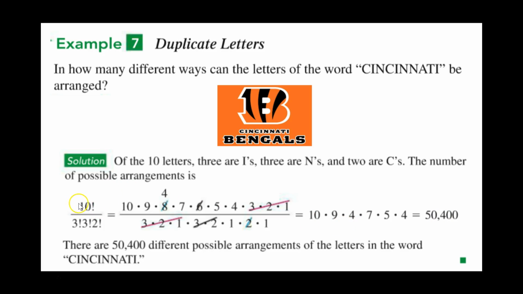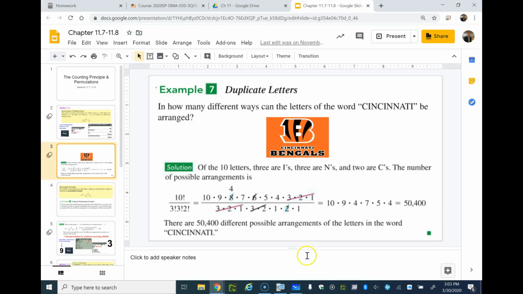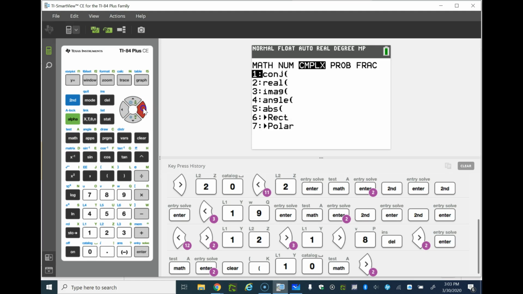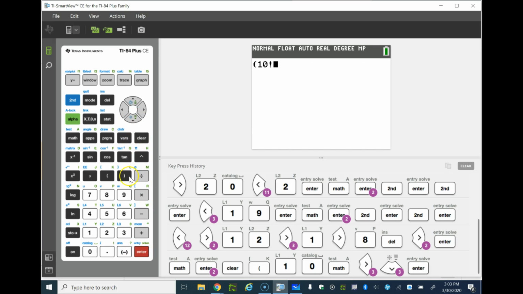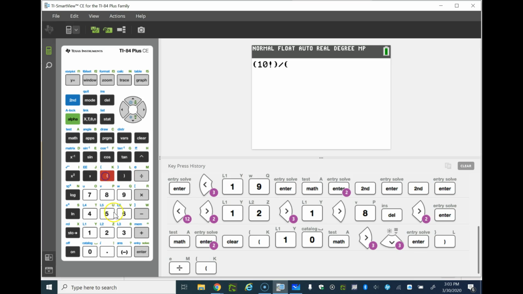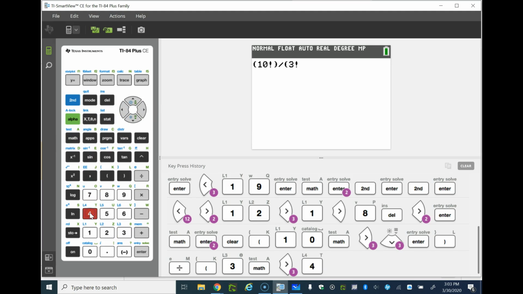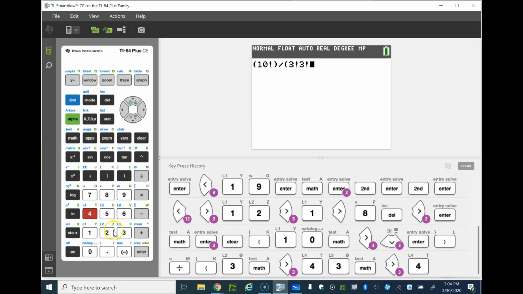So we can do this in a calculator. Just remember, put both top and bottom in parentheses once you do it, and you still should get the same number. So let's go to our calculator. We're going to do parentheses 10 factorial. So hit math again, over to probability, down to number 4. Divided by, and these you don't have to put each one in parentheses, just the whole thing. 3 factorial, 3 factorial again, and this time 2 factorial.